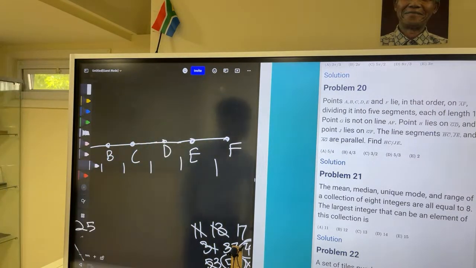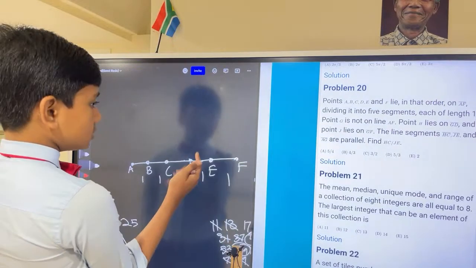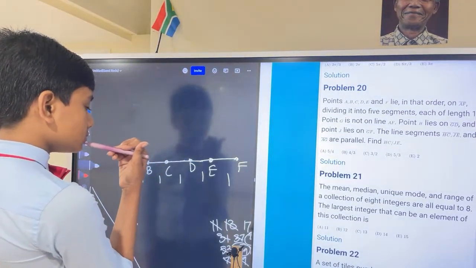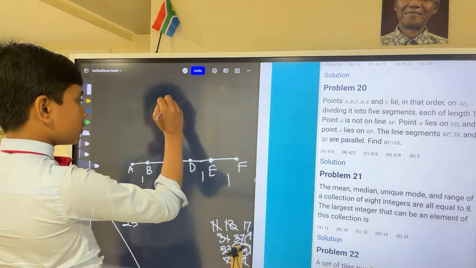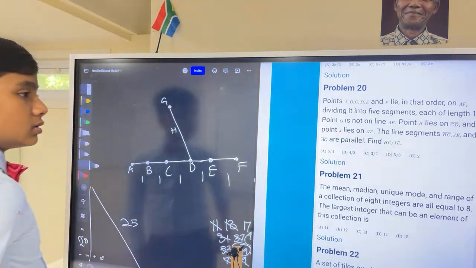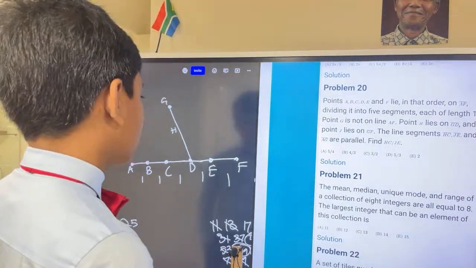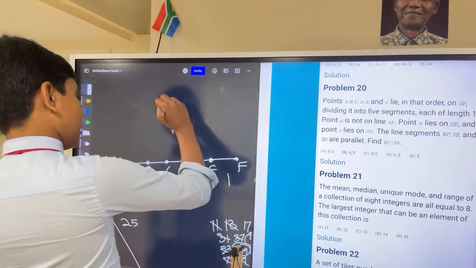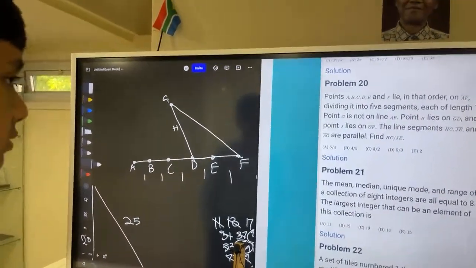Okay. Point G is not on line AF. Point H lies on GD and point J lies on GF. So, what are we looking for? We know H lies somewhere here. H, C, J, and J and G, F. Okay, point J lies on GF.